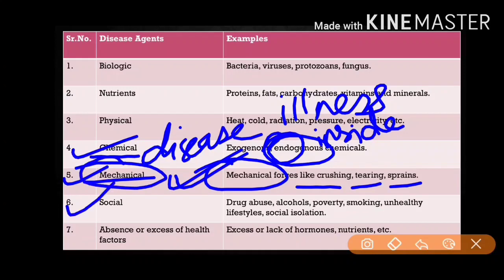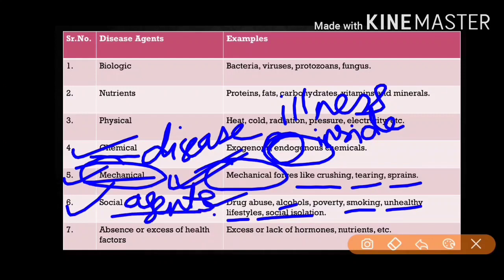Next is social. So social agents are poverty, drug abuse, alcohol, smoking, unhealthy lifestyle, social isolation. All these things are social agents that lead to disease. Drug abuse is when a person gets addicted to drugs and dependent on alcohol, and also there is poverty, so there is no cleanliness, no money, no lifestyle. All these come under social agents that cause disease or illness.